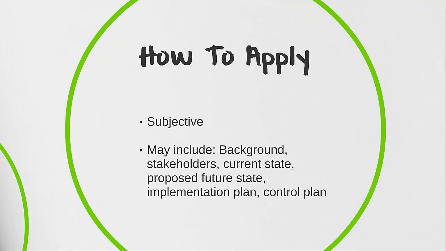How to apply A3 is very subjective. There are going to be times where you're going to be using lean principles, and other times you're going to be using Six Sigma. Other times you're not actually going to be using any particular process management methodology. Rather, it's going to be used again as that communication tool. Your A3 may include the background, your stakeholders, your current state, proposed future state, your implementation plan, also your control plan, so post-implementation, how you're going to be measuring success.